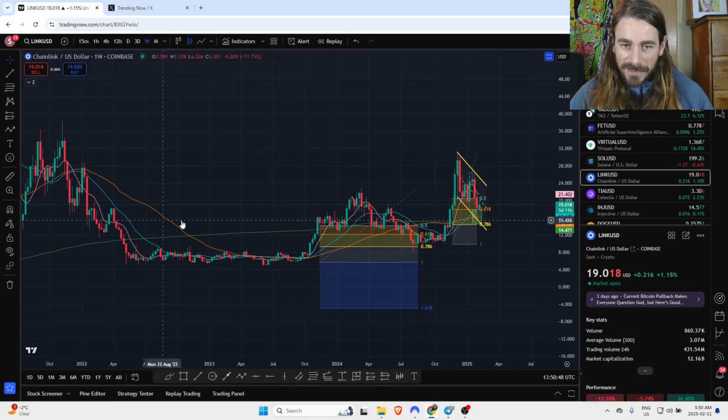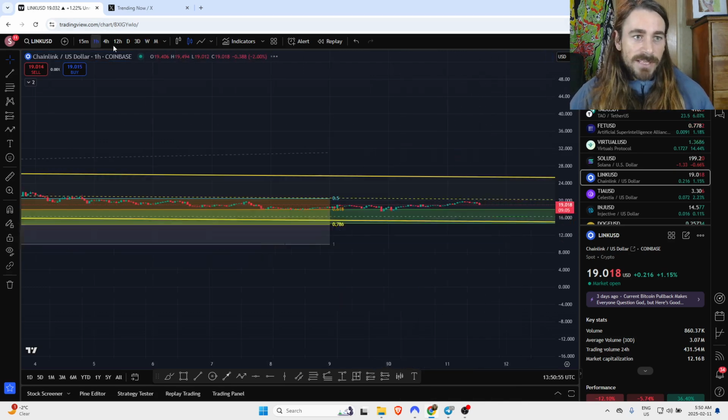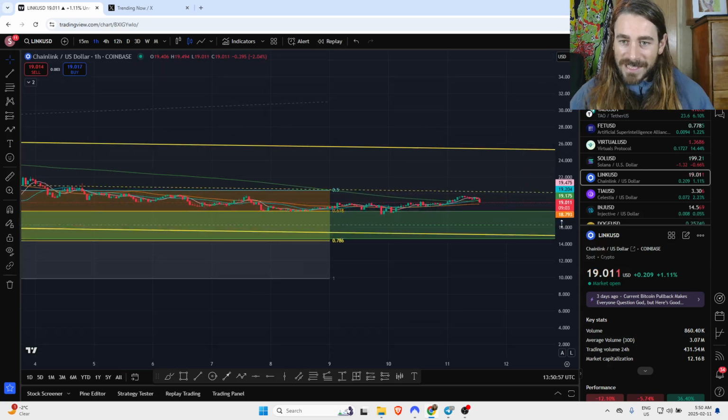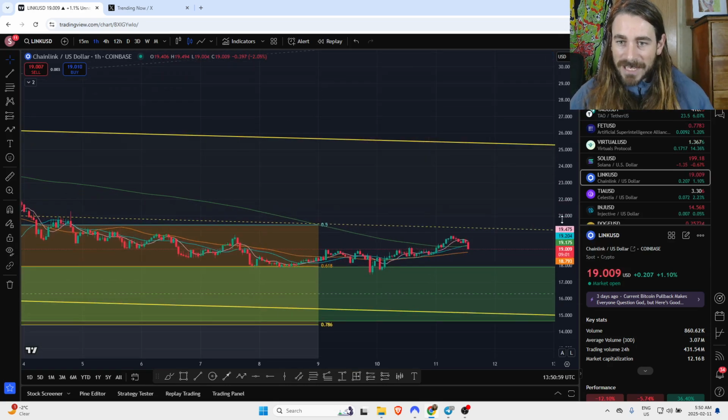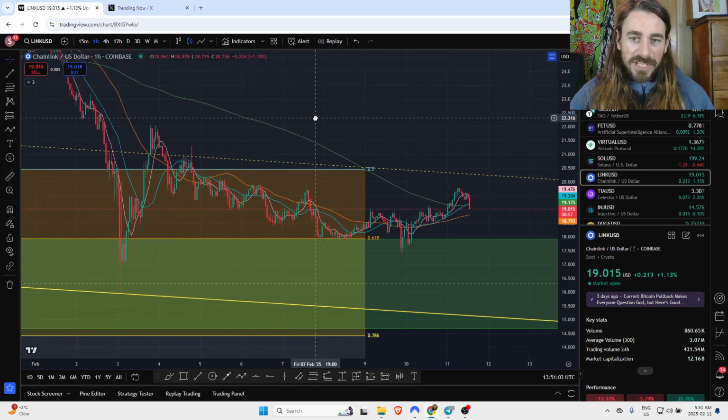Here's Link. Link came back, filled our golden zone here, and bounced up again. Look at that golden zone again. The golden zone is doing a great job of calling these lows, guys. So really pay attention to your Fibonacci levels. I really recommend learning them. They've really changed my trading game.